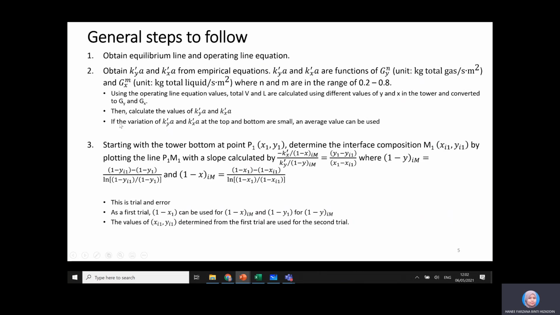Okay, so yeah, you can read this, but you need to know that this is a trial and error process because we don't know what would be the (1 − xi)m, where m here means the log mean, okay? And (1 − yi)m. So we use the x1 and y1 first, which we can determine from the material balance. Then the values of the first trial, we can use to calculate the second trial to get the coordinate for M1, the interface composition.